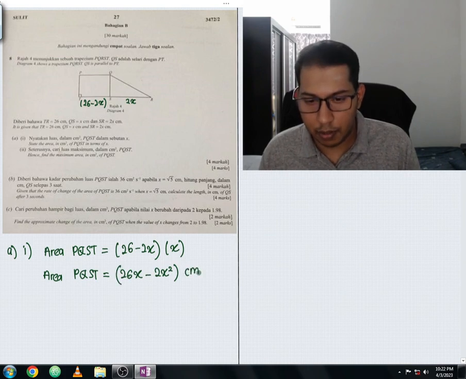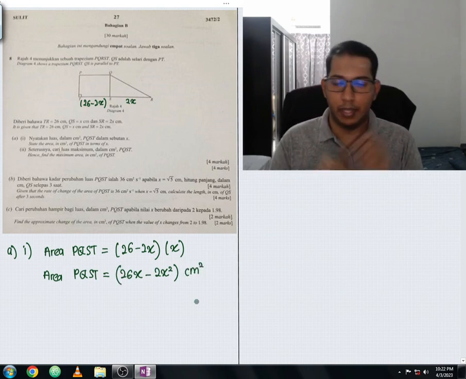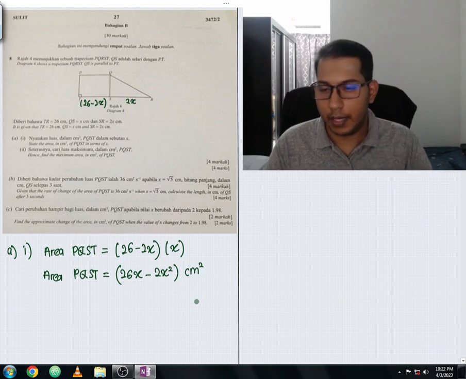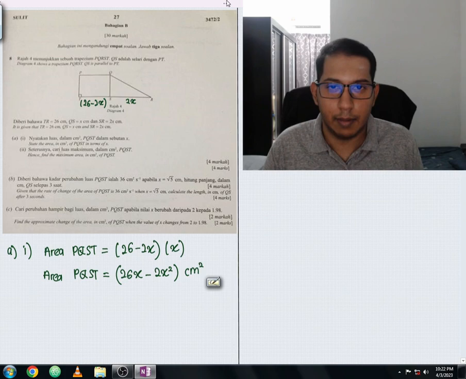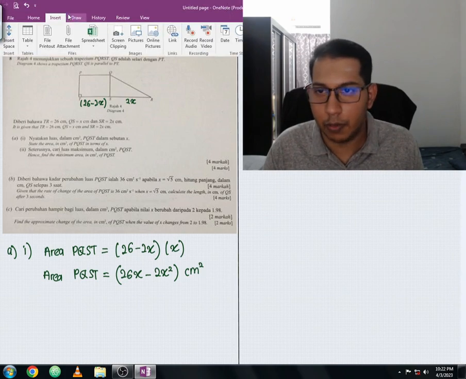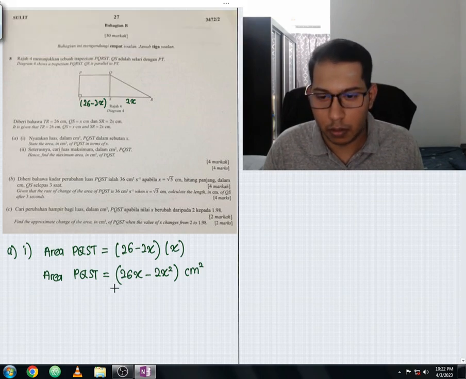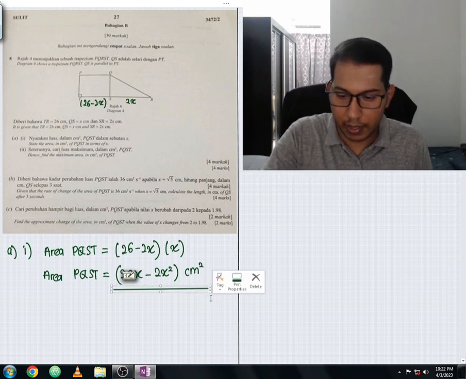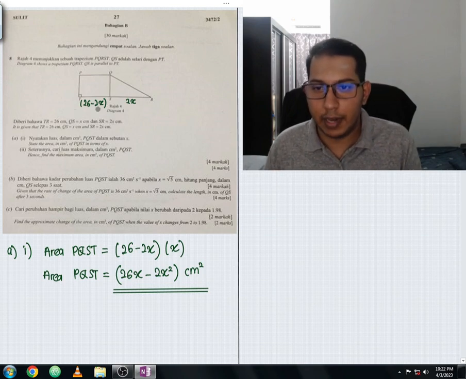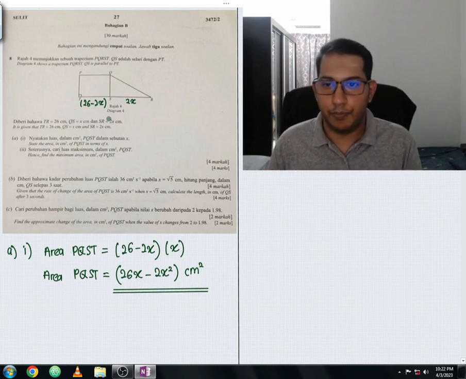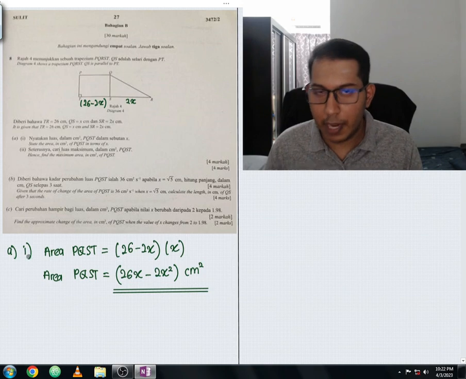Okay, and make sure to write the unit. The unit is very important. Please have the practice, otherwise your marks might get deducted. Okay, so let me underline the solution for the question A part 1. Okay, very straightforward. Basically you just need to apply the rectangle formula, but before that you need to know how to get the length first. Okay, so from here we're done with the question A part 1.